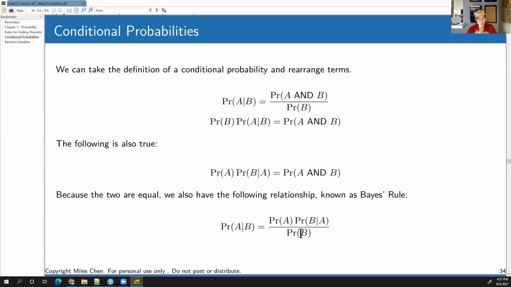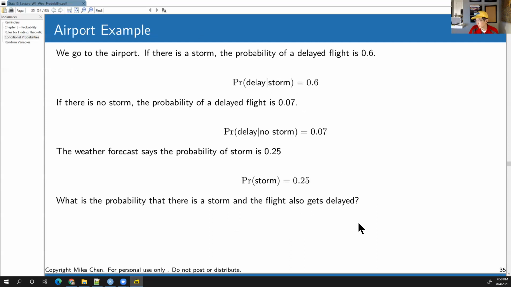Okay, this is a bunch of letters and a bunch of probabilities. It probably doesn't make a whole lot of sense just yet. And so what we will do is an example, and I hope that will make a little bit more sense, okay?